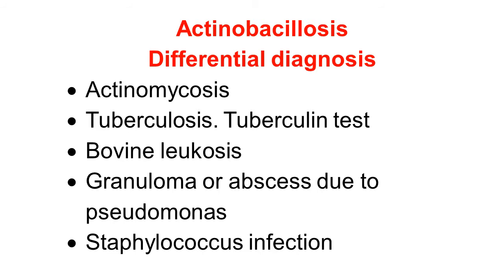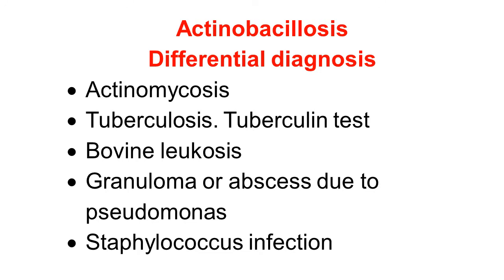Tuberculosis also causes similar type of lesion, but that can be differentiated by tuberculin test. Bovine leukosis is a tumorous cancerous growth of the lymph node. Granuloma and abscess due to Pseudomonas can be differentiated with the help of laboratory examination of the pus. But the Pseudomonas infection doesn't have sulfur granules.